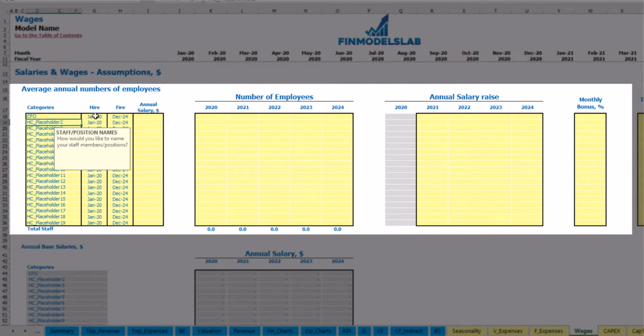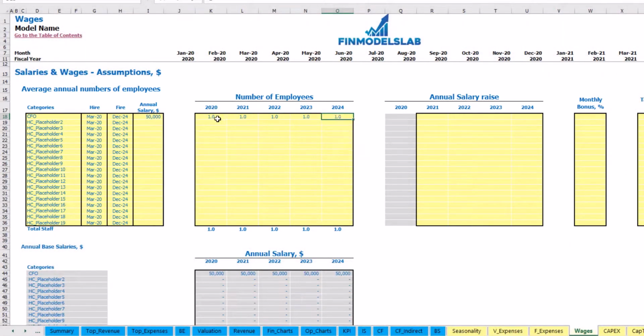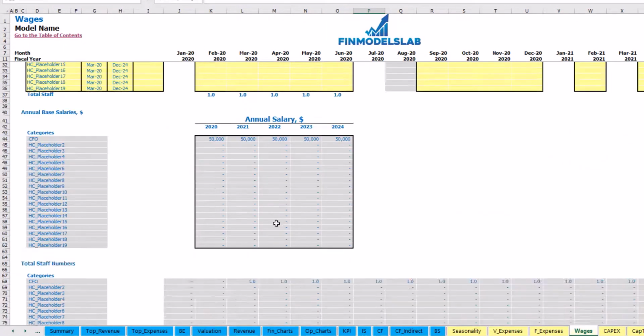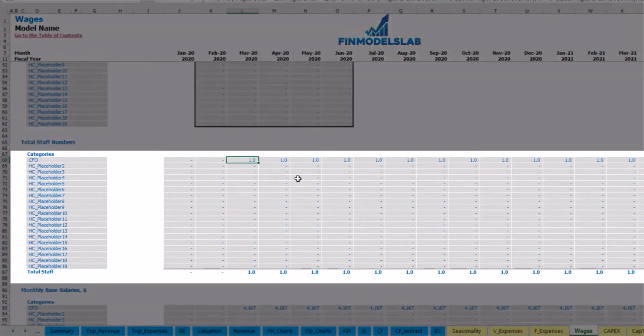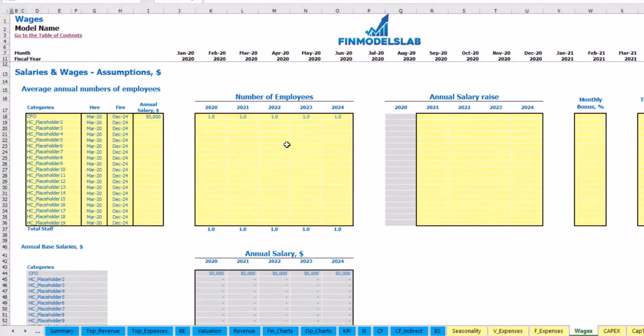Let it be CFO, which you are going to hire in March 20, you're not going to fire him, so the fire date will be December 24. So annual salary can be $50,000, and this will be one CFO over the time. So you may see one CFO, which is one headcount, starting from March till the end of the model, which is December 24. Also, you can input 5% of salary growth rate. You may see the amounts by years connected to this annual salary and impacted by annual salary rise.